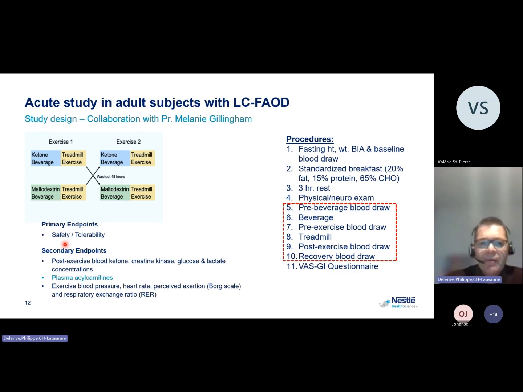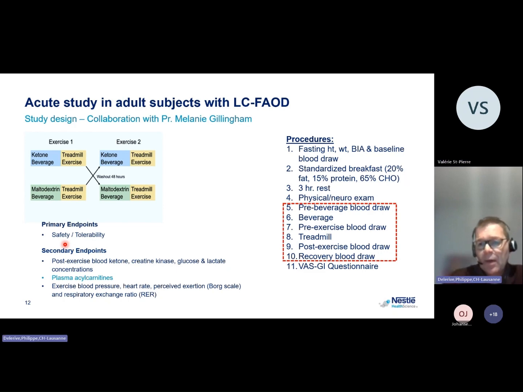Basically, a patient arrived at the center the night before. Their food was standardized. You can't fast them, obviously, because they are really sensitive to fasting, and it triggers metabolic stress. We did a number of examinations. There's a pre-beverage blood draw. Then they got the ketone salt or maltodextrin beverage. After 15 minutes, we get another blood draw and the catheter, and then they went for a treadmill program, which is a moderate exercise program.